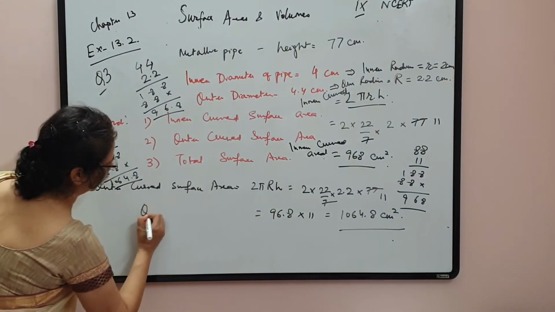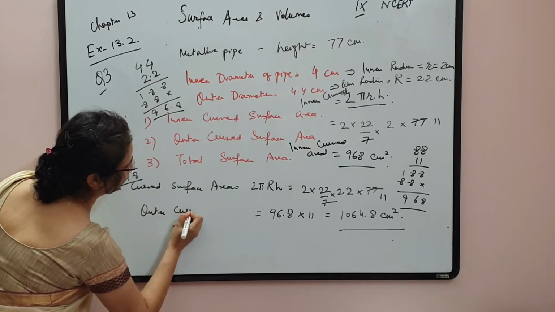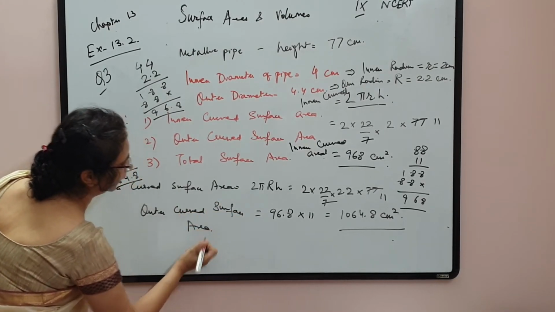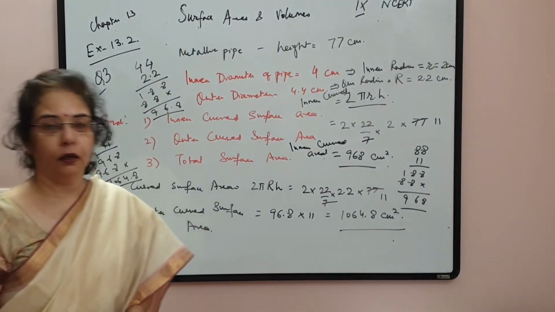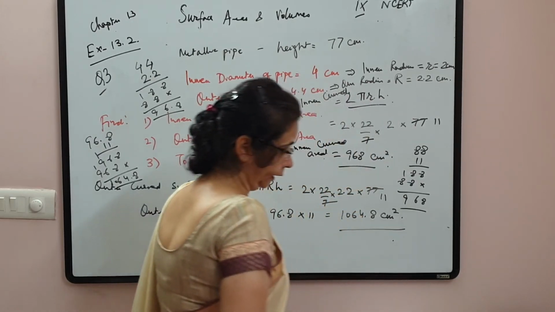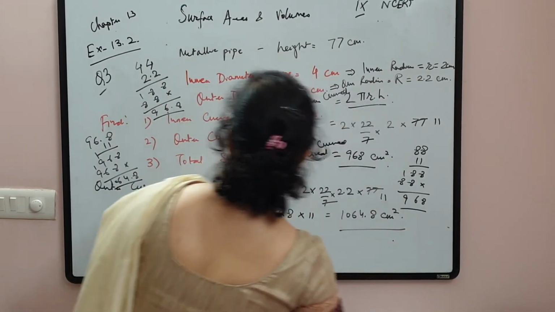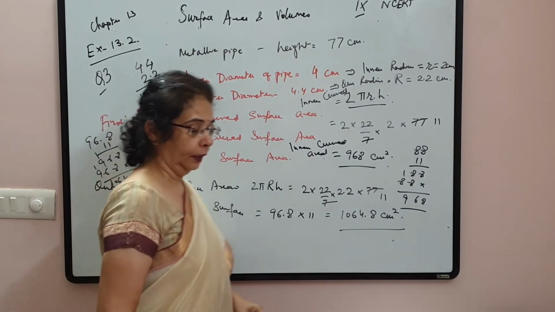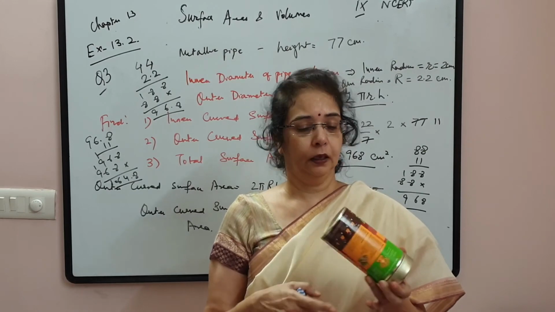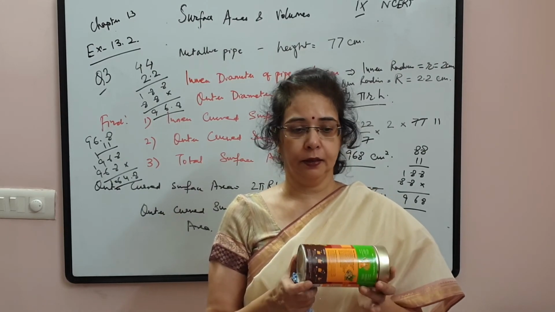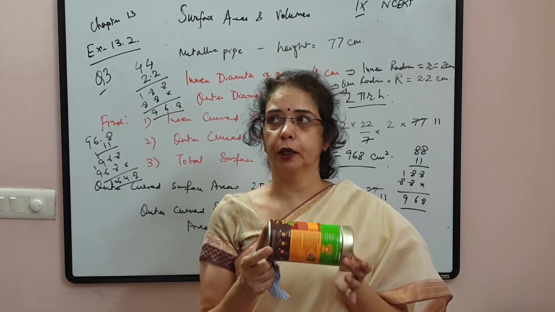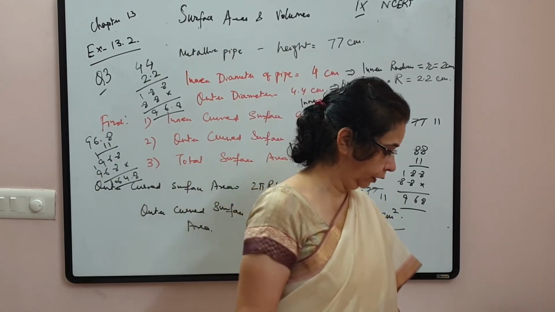So what is this, children? This is the outer curved surface area. Why is it different? Because the inner radius is smaller than the outer radius. Right, children? Now what is the total surface area? Total surface area is, children, the outside curved surface area, inner curved surface area plus the area of the boundary of the top and the bottom of the pipe. And what is that area of the boundary?